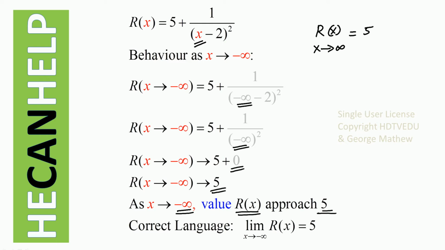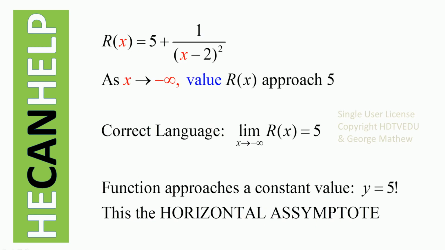So what is the correct language to use? The limit as x approaches negative infinity of r of x is equal to 5. So r of x equals 5 plus 1 over (x minus 2) squared. As x approaches negative infinity, the value of r of x approaches 5. The limit as x approaches negative infinity of r of x equals 5.